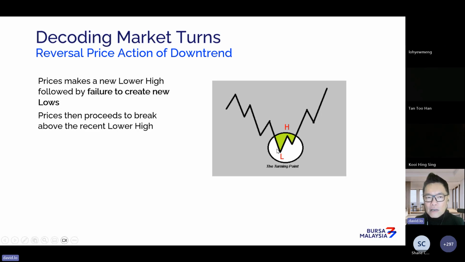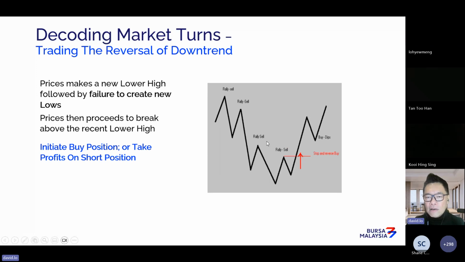So what's the definition of a downtrend? A lower low. Now, it doesn't go and break the low, but instead goes and breaks this high, okay? And this is what we call a turning point, right? When prices make a lower high and a lower low, then fail to create newer lows, and then go and break this high. This is an important turning point, and this is the turning point that you'll be using later in the setup.